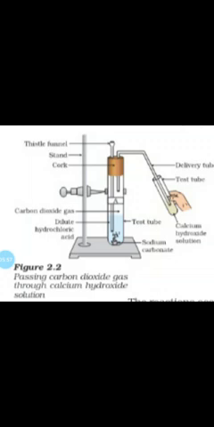In the test tube, calcium carbonate and hydrochloric acid are taken, and when they react together, carbon dioxide gas is evolved, which comes out through the delivery tube. We place a test tube containing lime water, that is calcium hydroxide solution, in the opening of the delivery tube. We find that the color of the lime water turns milky.